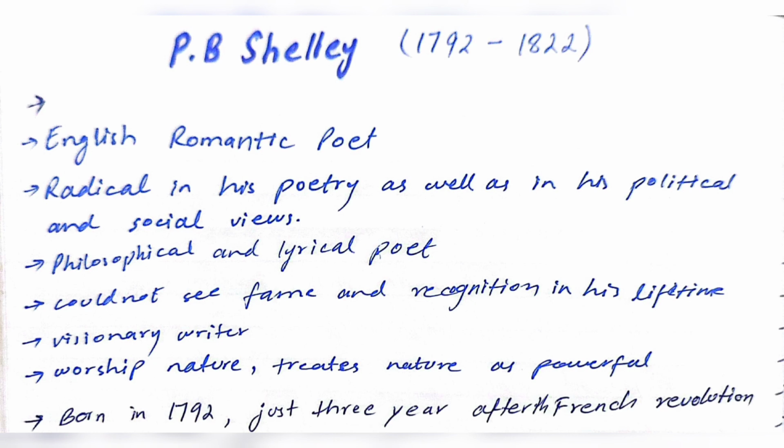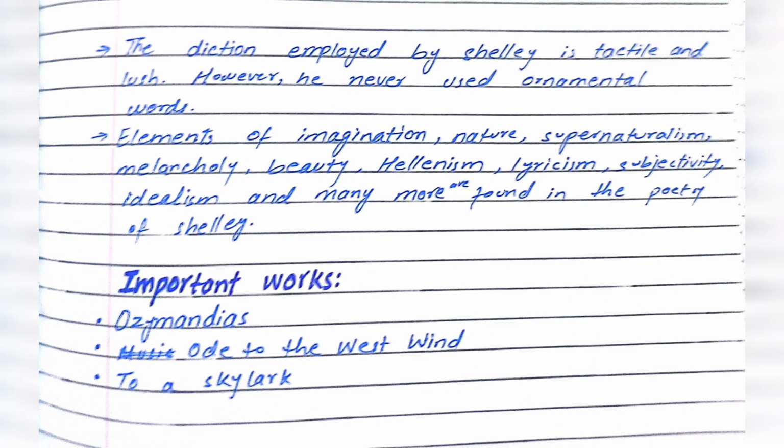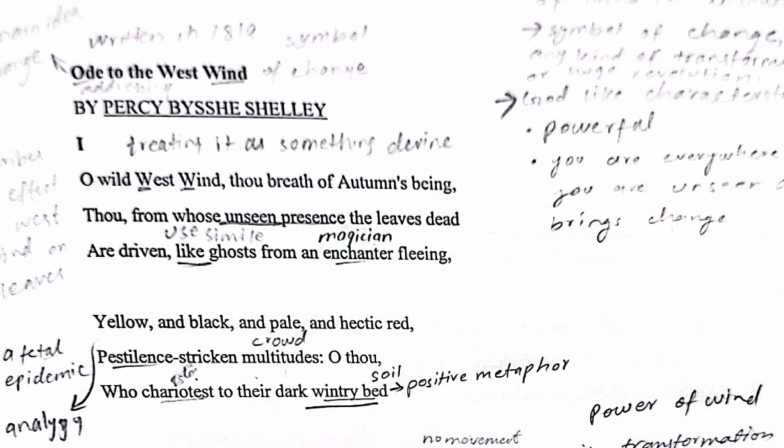Shelley employed powerful imagery and symbolism in his poetry, and his imagery is often more visual. He also employed simile and metaphors in abundance. Elements of imagination, nature, supernaturalism, melancholy, beauty, Hellenism, subjectivity, idealism, lyricism, and many more are found in the poetry of Shelley. So let's start his poem Ode to the West Wind.